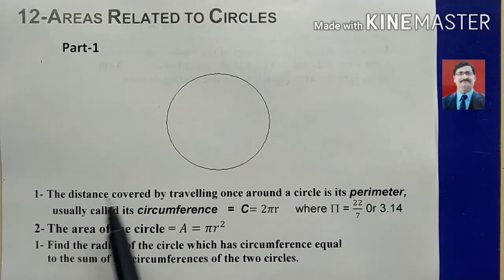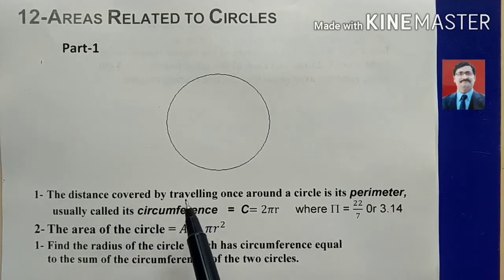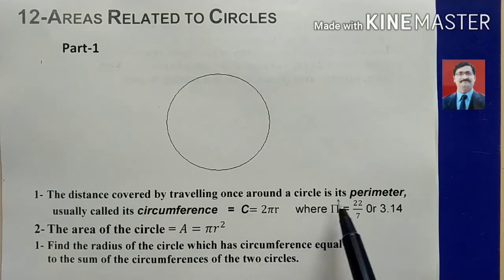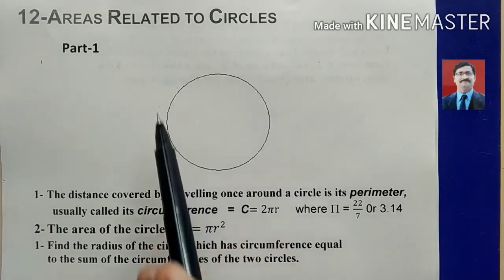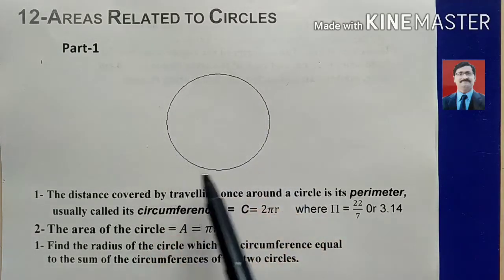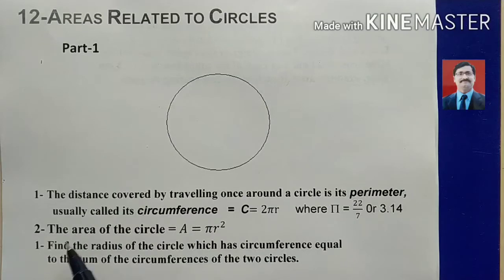Look here, the distance covered by traveling once round a circle is its perimeter. This distance around the circle is called the perimeter. Usually we call it the circumference. And what is the formula for circumference? Circumference we represent by a capital C, and the formula is 2 pi r, where pi we can write as 22 by 7 or 3.14.